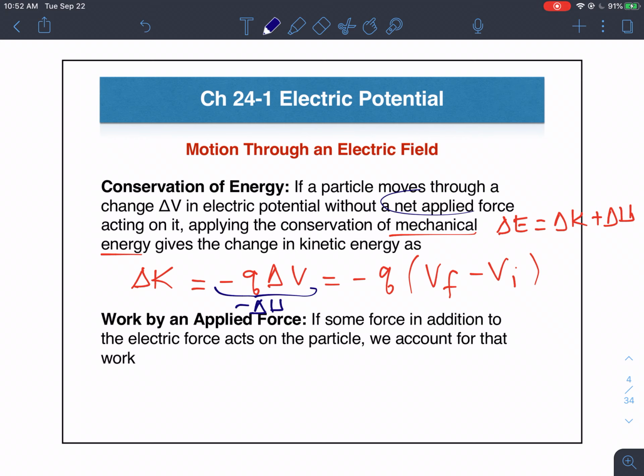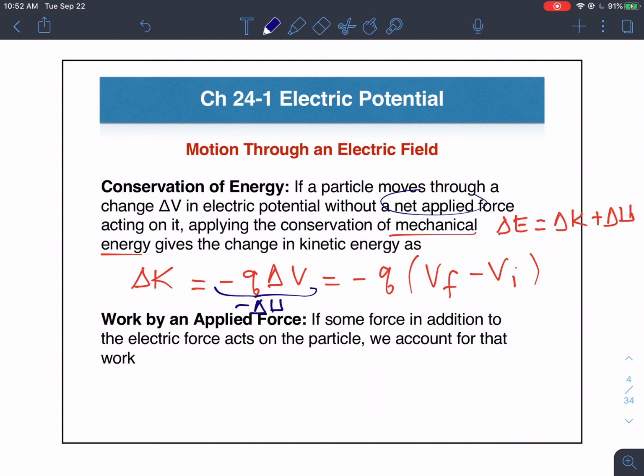And it says net applied force. There's no net applied force. We still have the electric force due to the electric field, but this means there's no one pushing it, pulling it, or some sort of applied force. Okay, the net should be 0 so that you can do this. So there's no other work done by other forces, but electric force is doing work. But we are writing it in terms of potential energy form. I hope that makes sense.